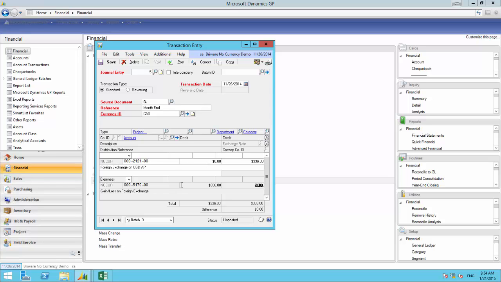We would repeat that obviously for accounts receivable, cash, and for any investments or liabilities that we have on hand at month end.